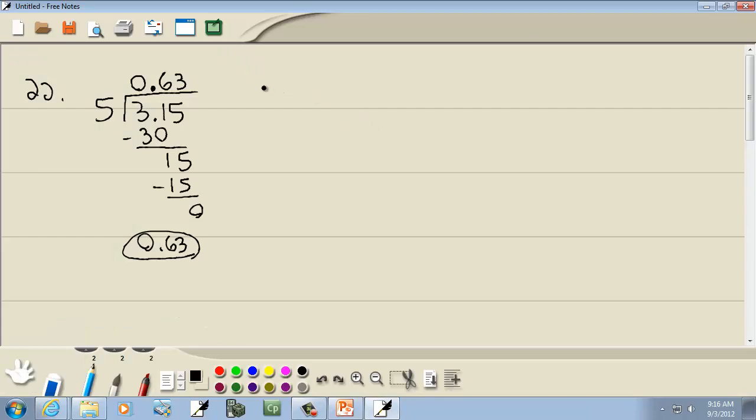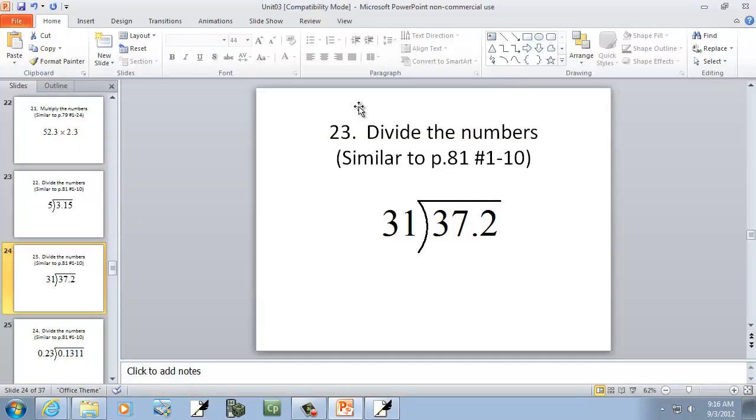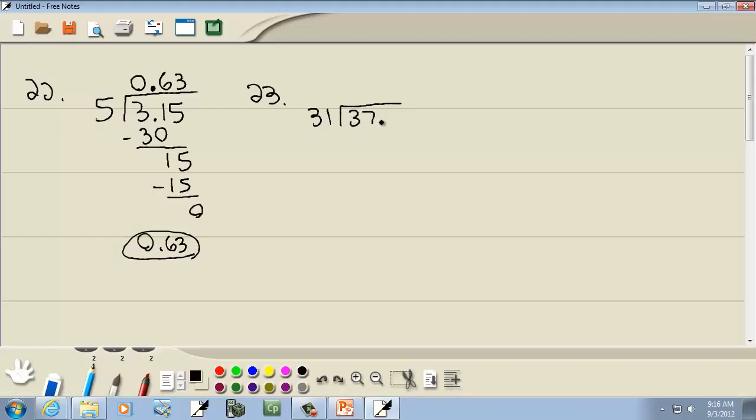Let's look at another division. Got 31 and 37.2. Now again, we cannot have any decimals out in front, which we don't, so we're fine there. Put the decimal point right up, straight up from where it's at. Now 31 doesn't go into 3. It does go into 37 one time. 1 times 31 is 31.